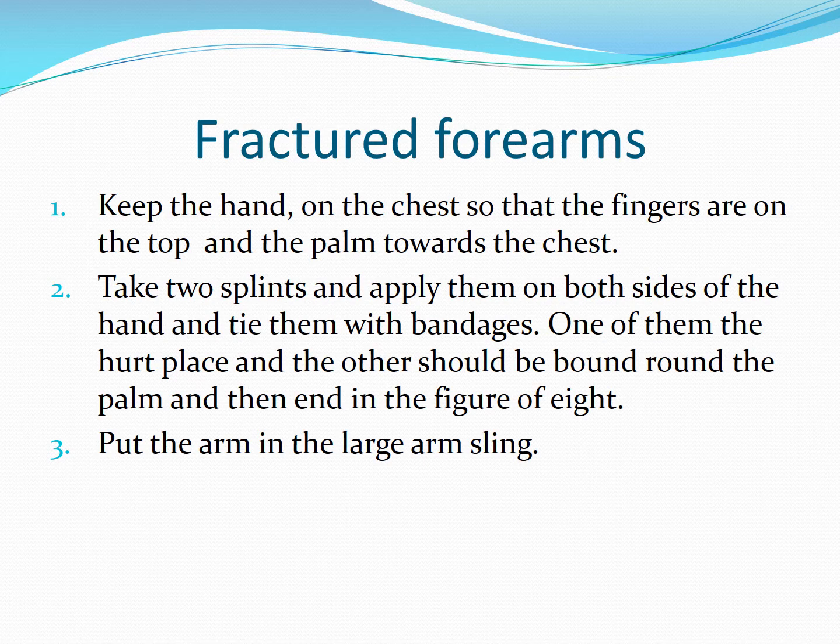Fractured forearm. Keep the hand on the chest so that the fingers are on the top and the palm towards the chest. Take 2 splints and apply them on both sides of the hand and tie them with bandages. One should be tied at the hurt place, and the other should be bound round the palm and then end in a figure of 8. Put the arm in the large arm sling.